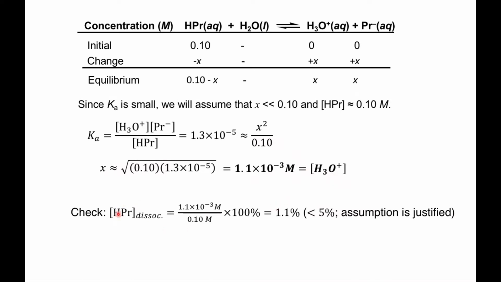We check that our dissociated fraction is below 5%. So the fraction of propanoic acid which has been dissociated is equal to 1.1 times 10 to the minus 3, which is the concentration of the hydronium ion and the concentration of the propanoate anions. And so 1.1 times 10 to the minus 3 molar over 0.10 molar times 100% is equal to 1.1%. So this is less than 5%, and therefore our assumption is justified.